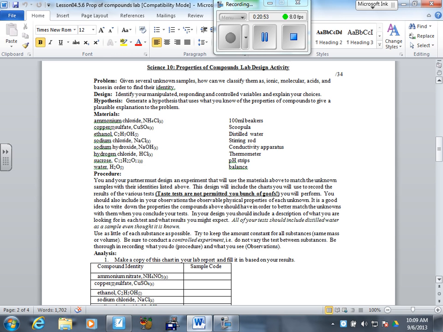When you are done the lab, what does everybody need to do? Wash their hands. Yes, everybody needs to wash their hands. Make sure you get everything off of your hands, all that kind of good stuff.